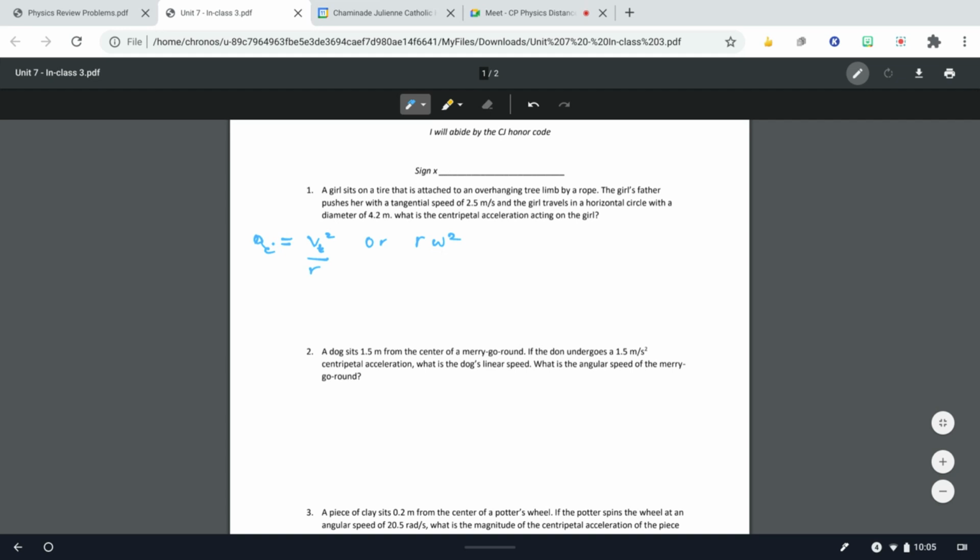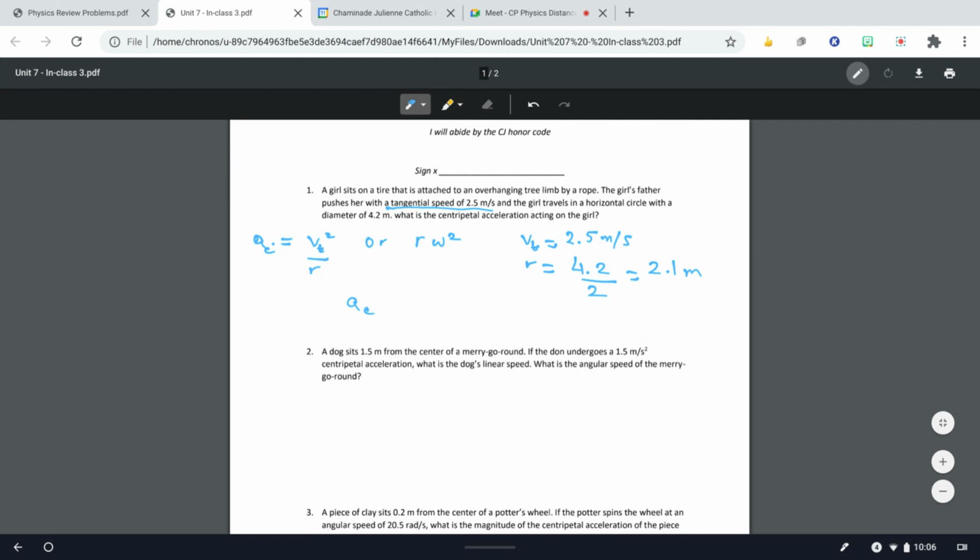Now, in this case, for question one, it says that the girl is sitting on a tire that is attached to an overhanging tree limb by a rope. The girl's father pushes her with a tangential speed of 2.5 meters per second. So Vt is equal to 2.5 meters per second, and the diameter is 4.2 meters, right? So the radius is going to be 4.2 divided by 2, and that's going to give you 2.1 meters, right?